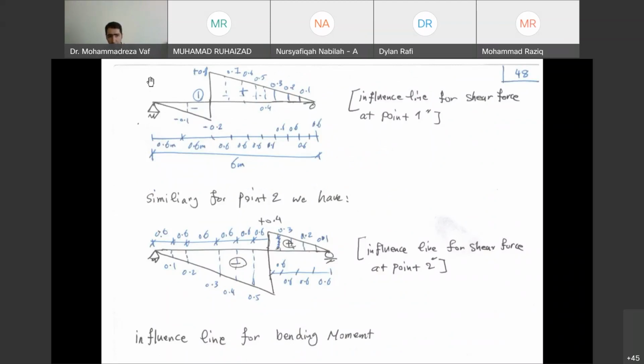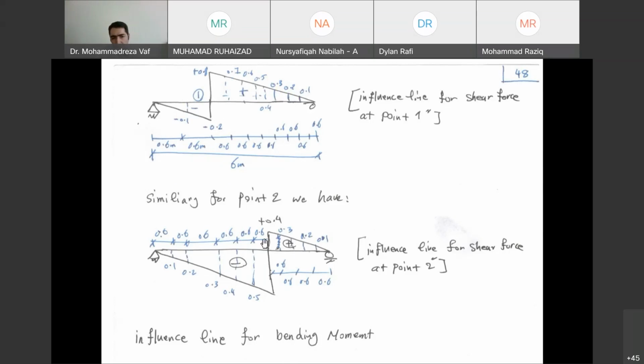In the beginning, when the load is here, you don't have any shear force at point 1. Don't forget, we are talking about point 1. When the load is here, no shear force at point 1. However, when the load starts moving to the right side, little by little, shear force at point 1 is increasing until the maximum that occurs when the load stands on point 1. The moment it passes point 1, it starts decreasing until it reaches point B. Shear force at point 1 becomes 0.